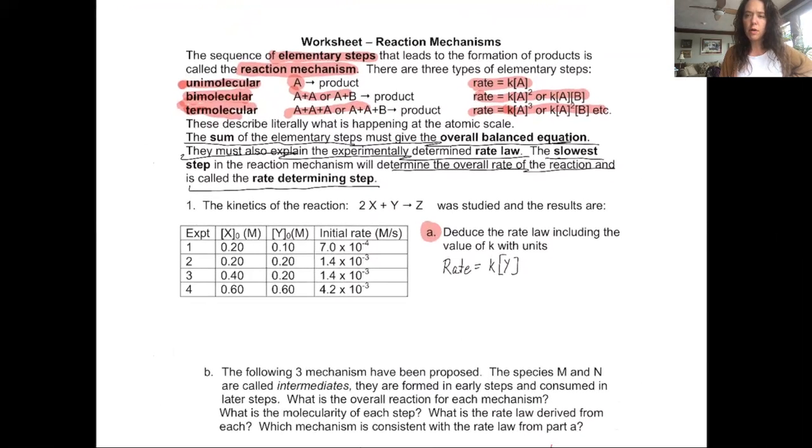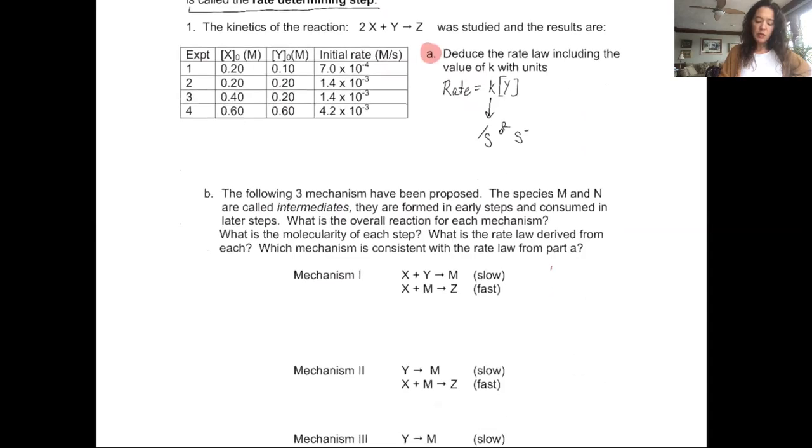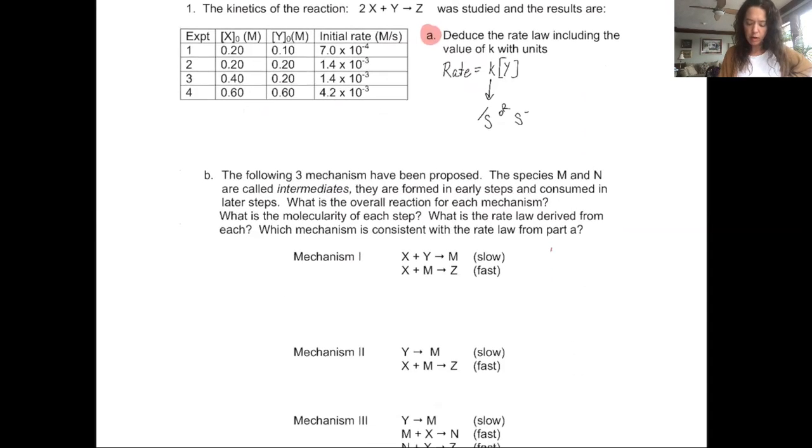The overall reaction order is 1. So get that moles per liter second. Get rid of one of those, and we're down to 0. So the units for K are per our unit time, which is seconds here. That is a per second. Either one of those should work. All right, done. If you have questions about that, you can ask me later.